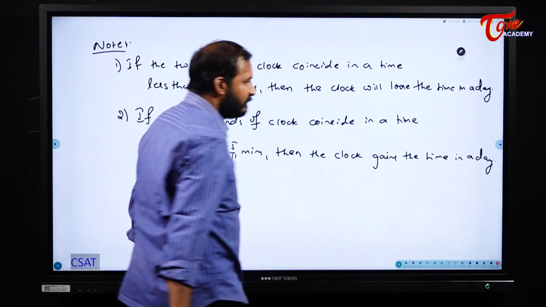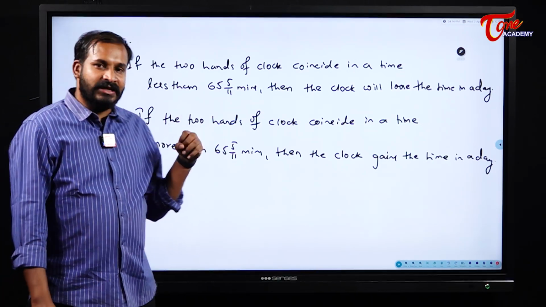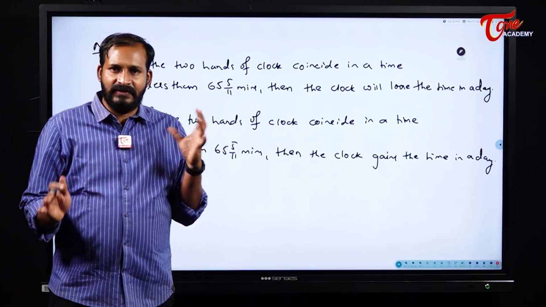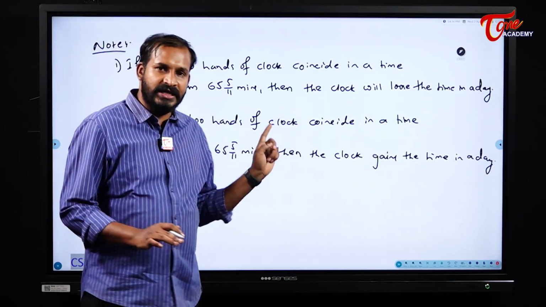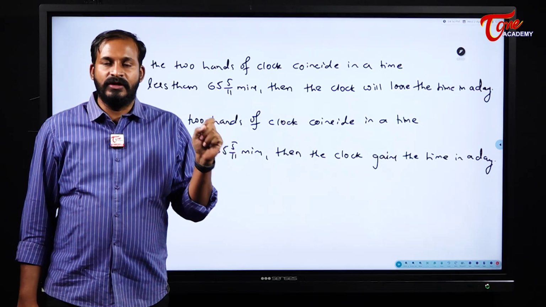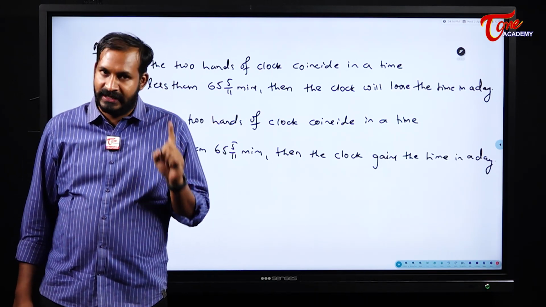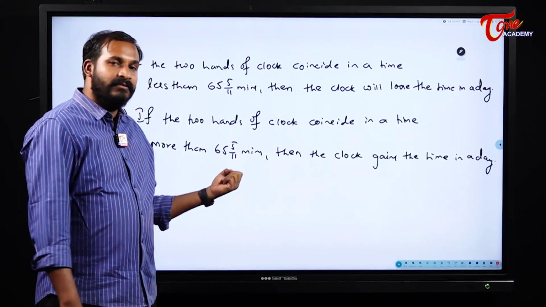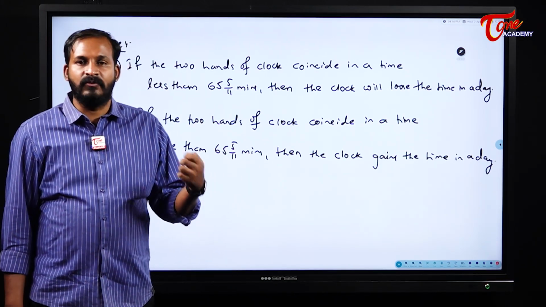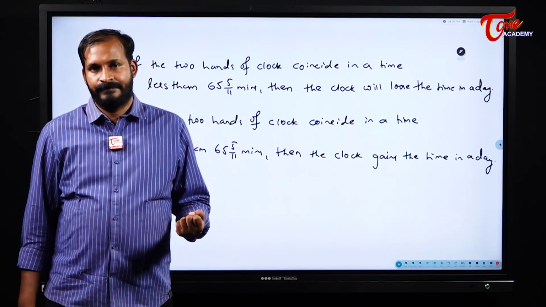So please be careful with this, students. There will be a lot of confusion even on some websites or elsewhere. There is a little bit of confusion between these two areas. Please be careful. Always, if the coinciding time is less than 65 5/11 minutes, it will lose the time in a day. If the coinciding time is more than 65 5/11 minutes, definitely it will gain the time in a day.